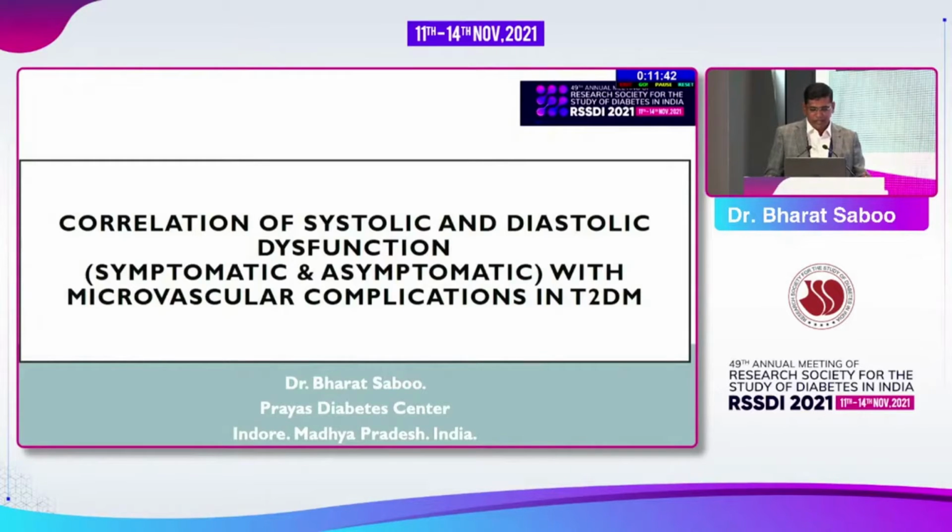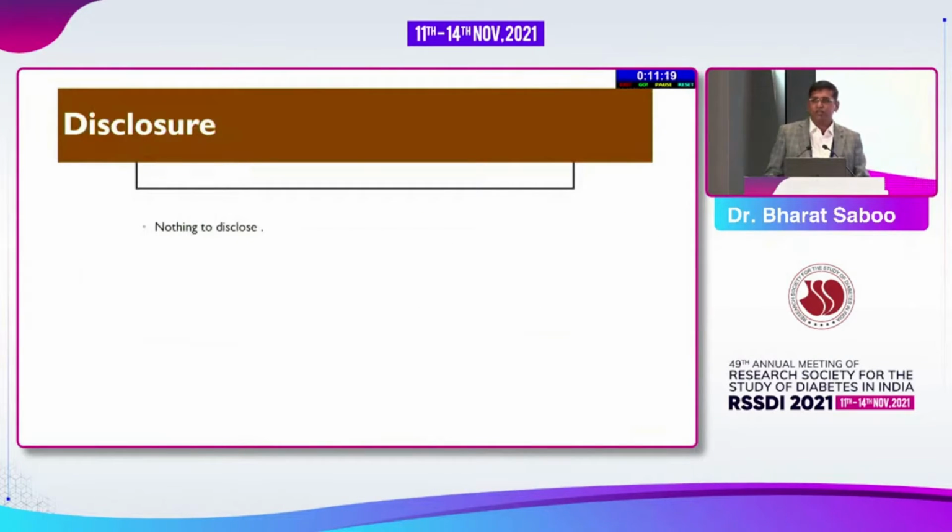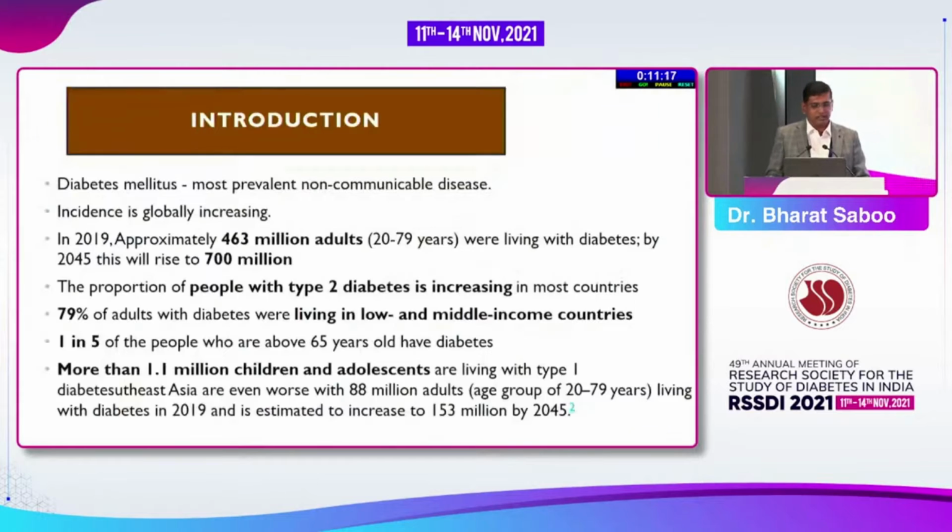And this again I would like to thank, because this topic has revealed something to me also, which I would reveal to you. So the topic which was assigned to me was correlation of systolic and diastolic dysfunction in both symptomatic as well as asymptomatic patients with microvascular complication in type 2 diabetes, and my data was focused to Central India. I have nothing to disclose as far as this study is concerned.